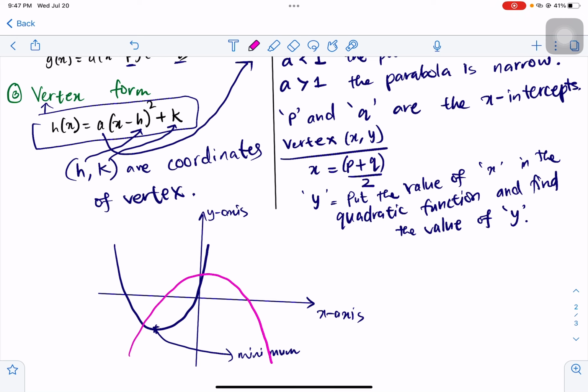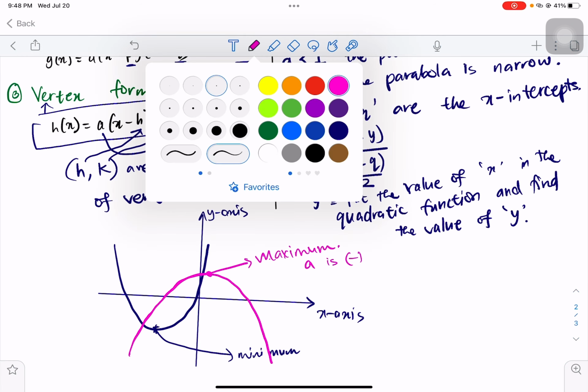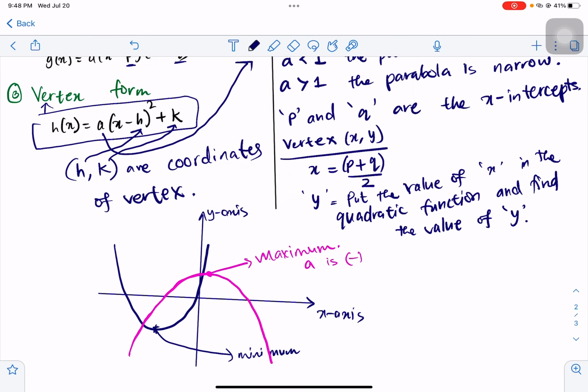Now sometimes, if your a is negative, then it will come out u-shaped down. So it's going up, as you can see, and from here it's going down. This point is known as the vertex, and it is showing the maximum point. So this peak will appear when a is negative, while the other kind of graph will appear when your a is positive.